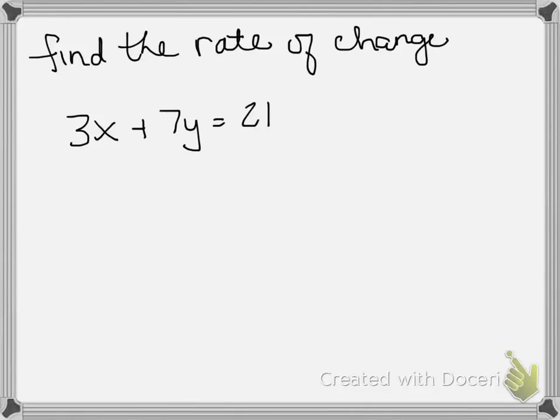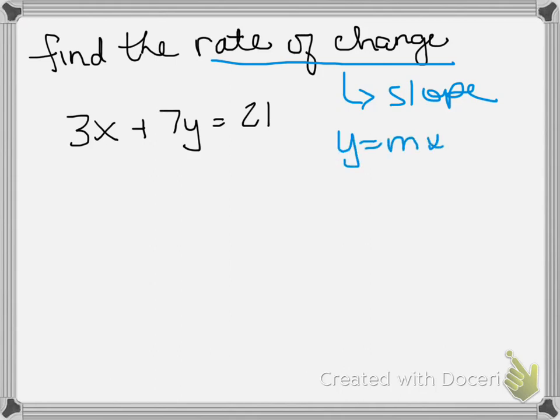Alright, in this video we're going to find the rate of change from an equation with two variables in it, x and y. What's another word for rate of change? You should know that rate of change is the same thing as slope. To find the slope, or rate of change, we want to put it in the y equals mx plus b format. Remember, the number in front of our x is our slope. The m represents our slope. The b is our y-intercept.